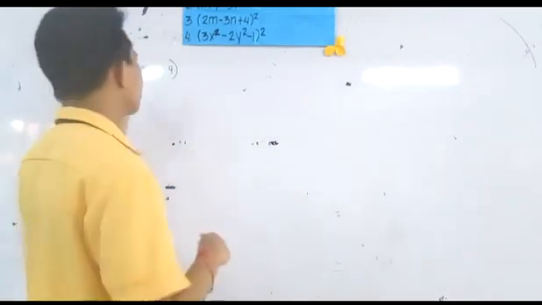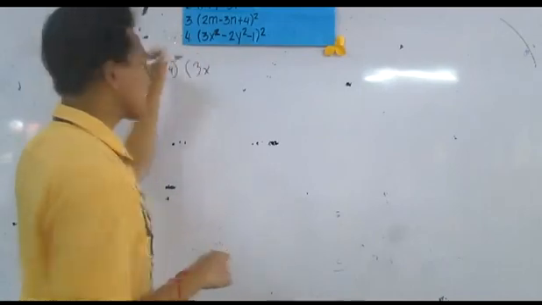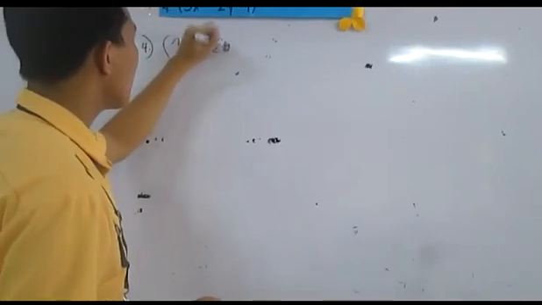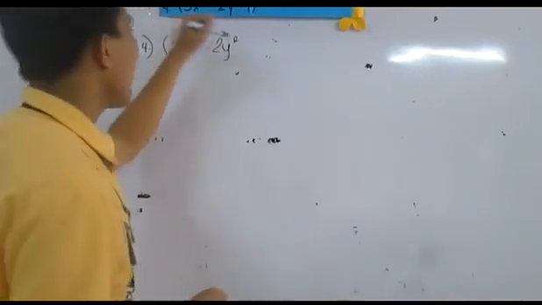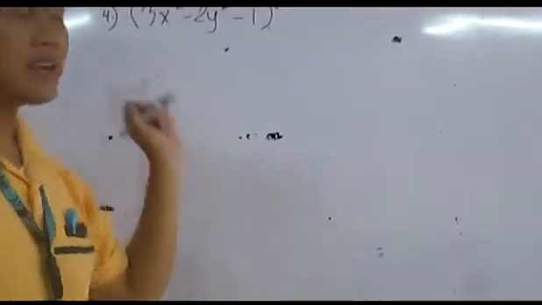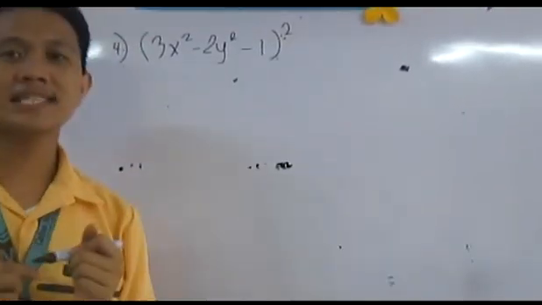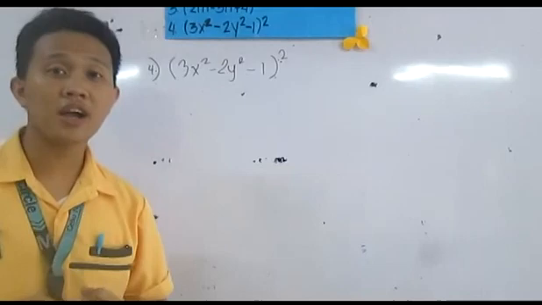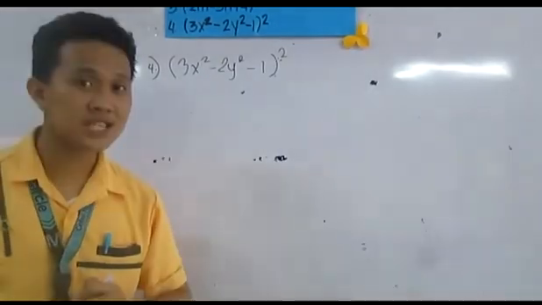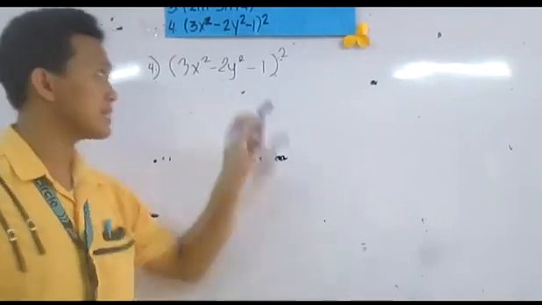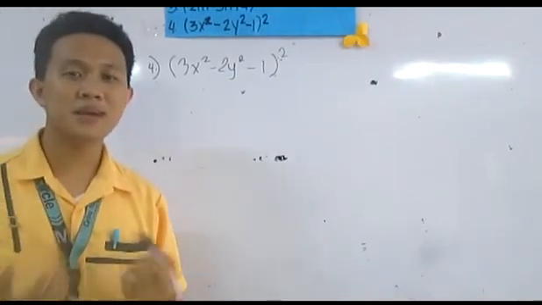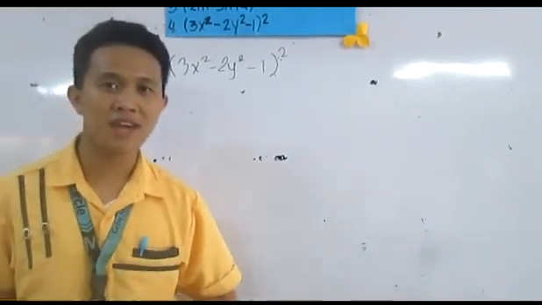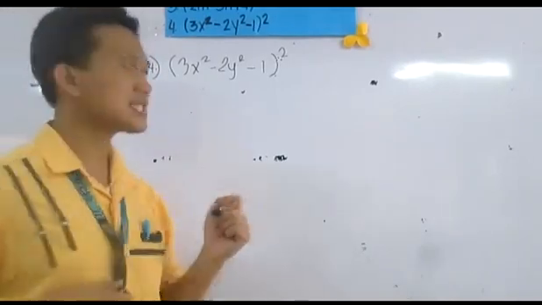In the given, we have the quantity 3x squared minus 2y squared minus 1, quantity squared. As you can see, in our formula, the pattern is a square of a trinomial whose middle term sign is negative and whose last term sign is negative. We are going to substitute in the formula where the negative is located on the fourth term and the sixth term of the product. So let's proceed.